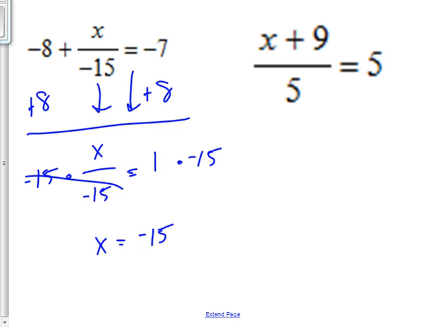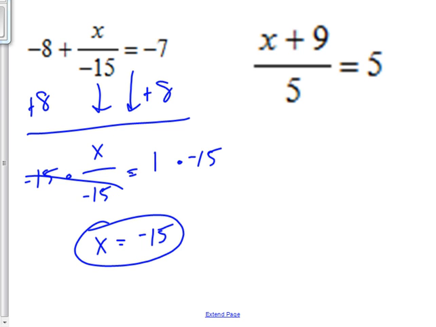Hopefully you caught it. And then if you check that, again, how did I find my answer? It was when I was checking. So be sure to always check: negative 8 plus negative 15 divided by negative 15. Well, that's just 1. So negative 8 plus 1 is going to give us our negative 7. Okay, so again, I caught my mistake there when I was checking my answer, so it's important to check.